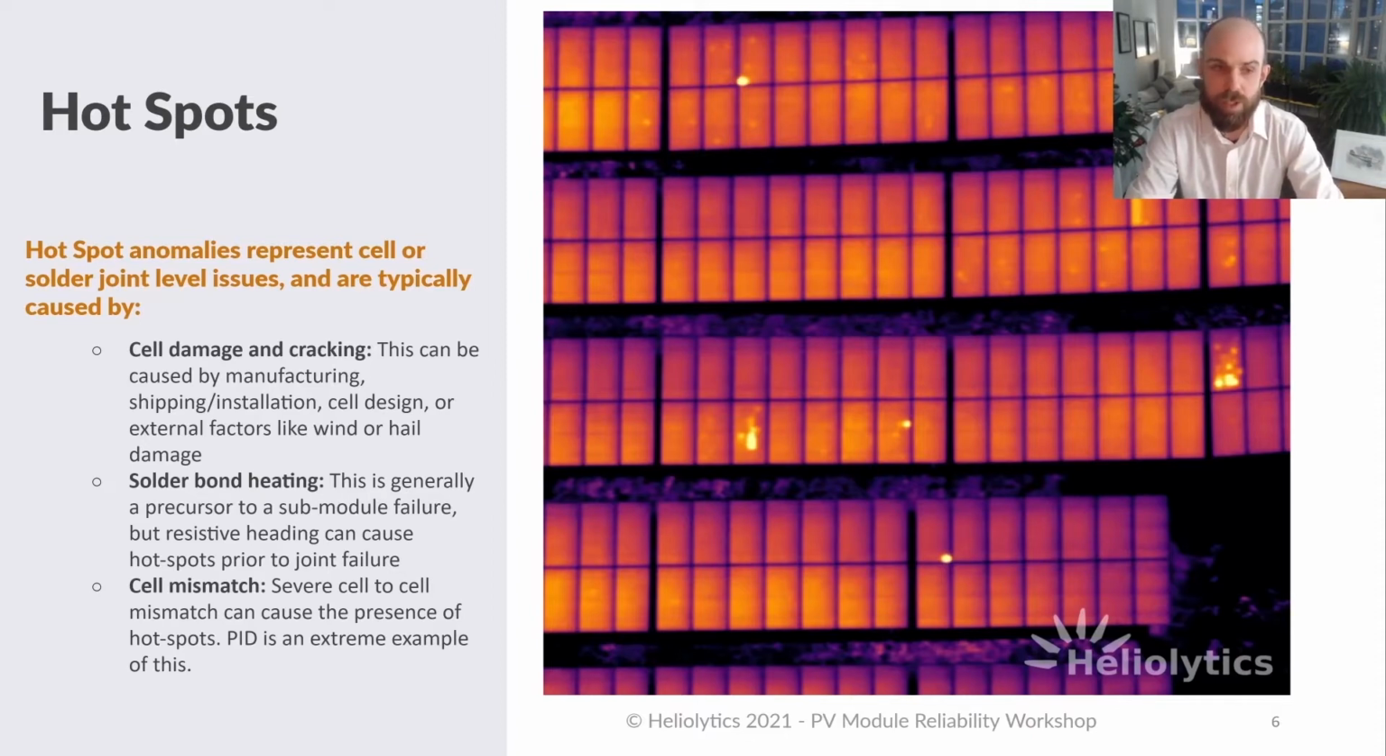We can also see hotspots caused by solder bond heating from improper solder connections, and that can be a precursor to submodule failures, as we'll talk about next. In addition, it can be caused by cell mismatch, where we're seeing differences in efficiencies between cells. PID, or potential induced degradation, is probably the most prominent example of this cell mismatch, where the cell degradation caused by sodium ion diffusion around generally the frame of modules causes the cells to decrease in efficiency and therefore operate at a higher temperature, so they're visible by thermography.